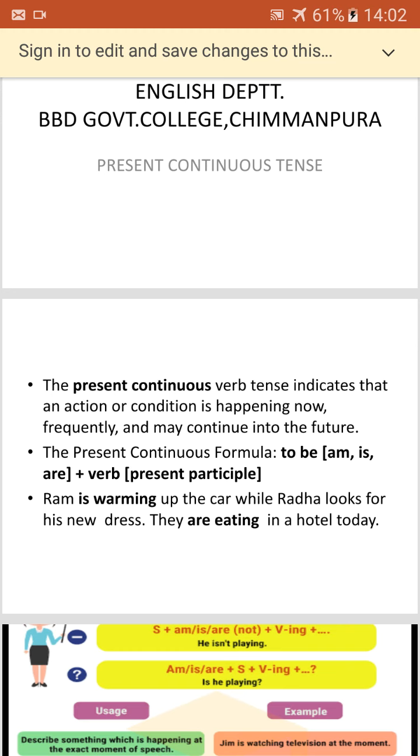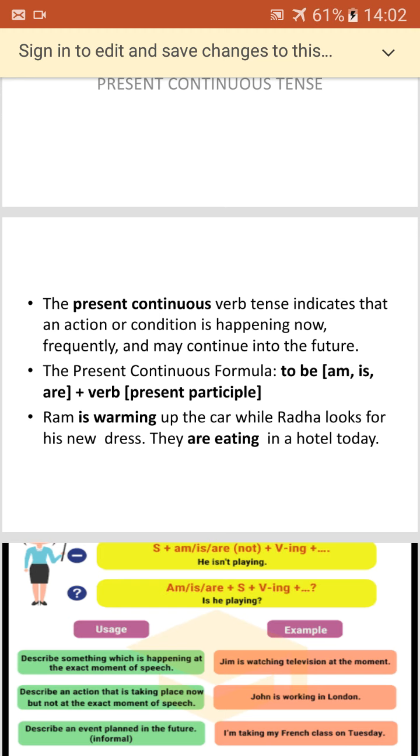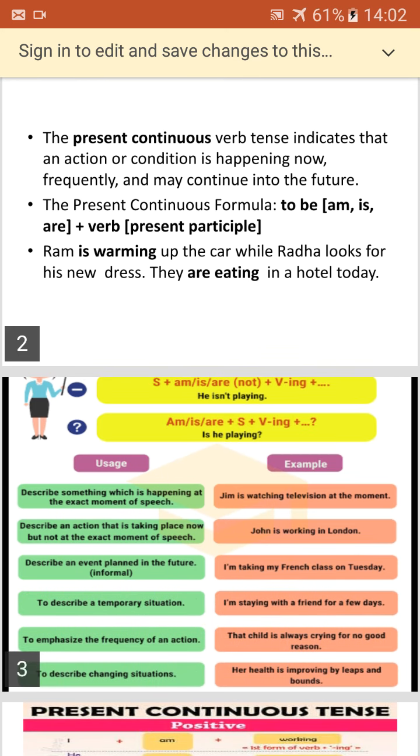So the present continuous tense indicates that an action or condition is happening now. It's usually verb plus ing and may continue into the future. The present continuous formula is usually, as I said, to be. So what are the forms of to be? It's am, is, and are plus the verb, which is the present participle. So you have: Ram is warming up the car while Radha looks for his new dress. They are eating in a hotel today.